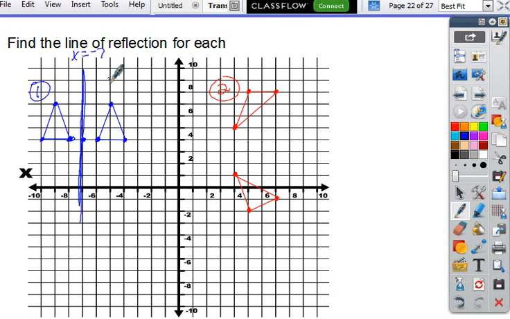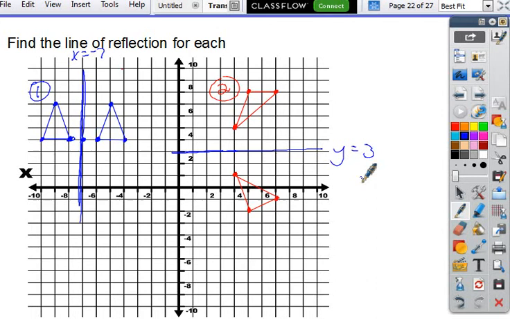If I come over here to this one, halfway in between the two closest points, where they're 4 spaces away, 2 spaces cuts it in half. That one's a horizontal line, so y equals, and in this case, y equals 3. So that would be my line of reflection. Make sure we can do that.